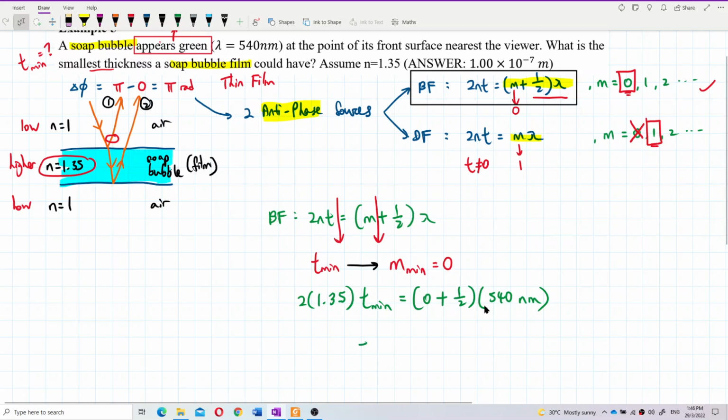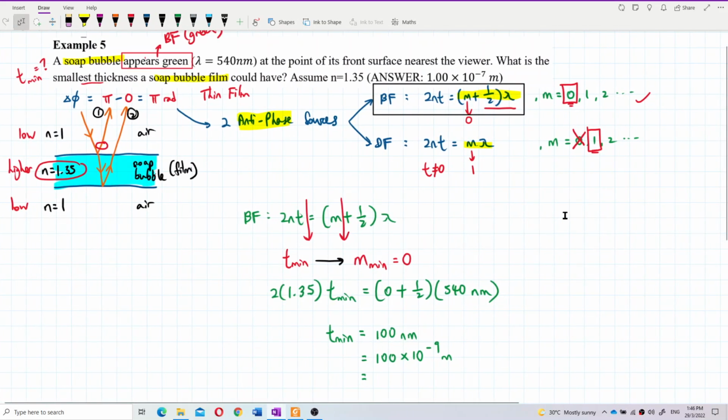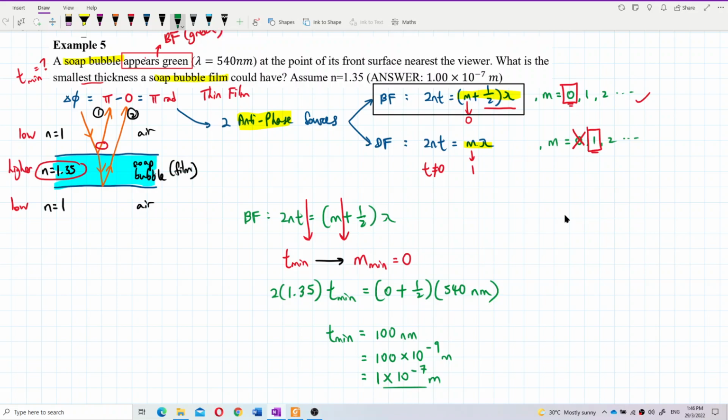So let's calculate the minimum thickness of the thin film. 540 multiply half, then divide by 2, divide by 1.35. The answer is 100 nanometer. 100 nanometer is also 1 exponent negative 7 meter. So is the answer correct? 1 exponent negative 7 meter, or 100 nanometer, that's correct.